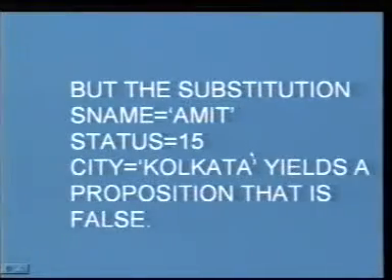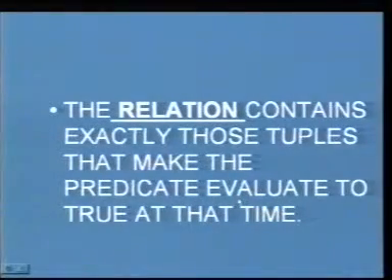The substitution S name equal to Paul, status equal to 20, city equal to Delhi yields a proposition that is true. But the substitution S name equal to Amit, status equal to 15, and city equal to Kolkata yields a proposition that is false. Basically, what is important is this: a relation always consists of exactly those tuples that make the predicate evaluate to true at that time.